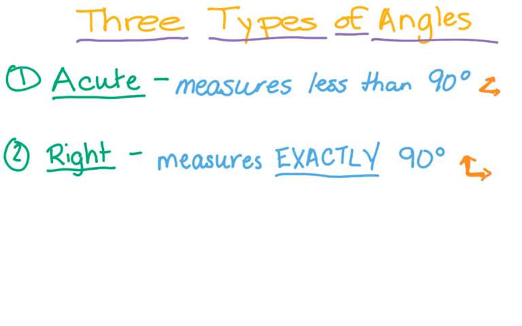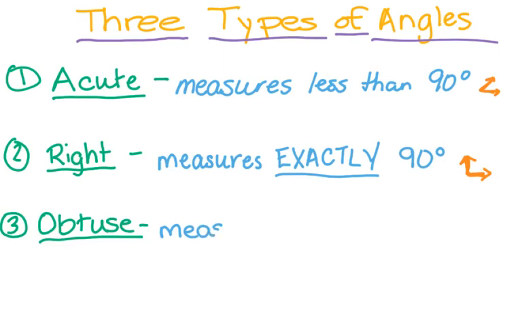Okay, and the last angle is called an obtuse angle. All right, an obtuse angle measures more than 90 degrees. An example of that, it's going to look more like this. There's your common endpoint right there, and then your 2 rays going each direction.